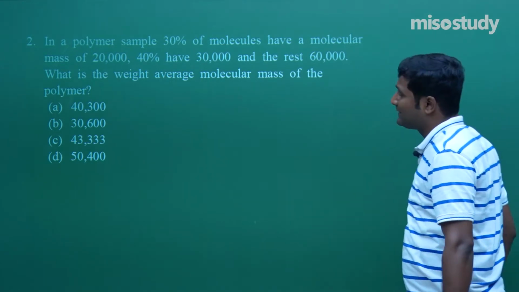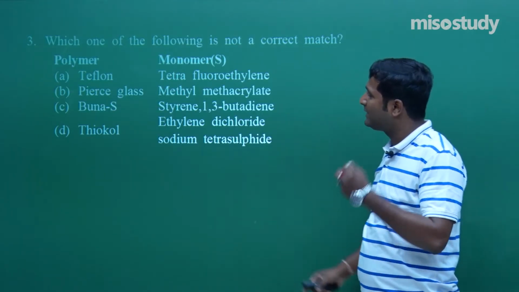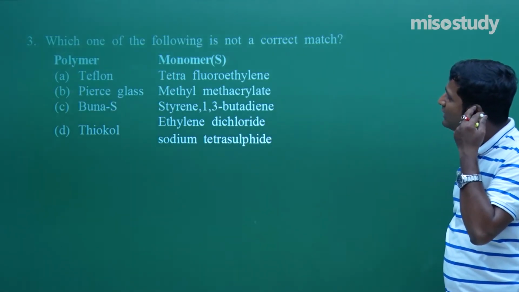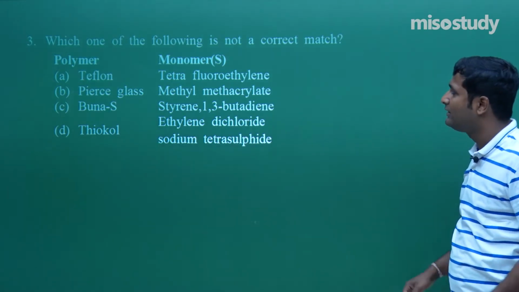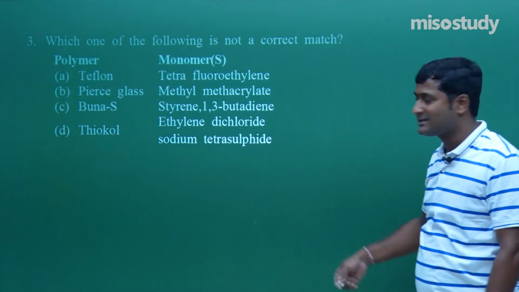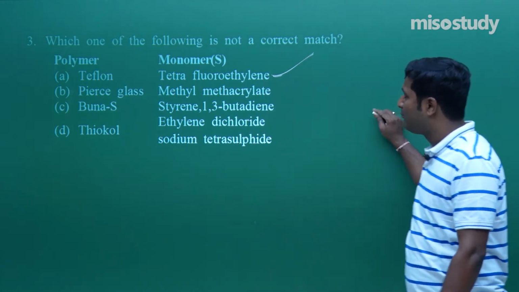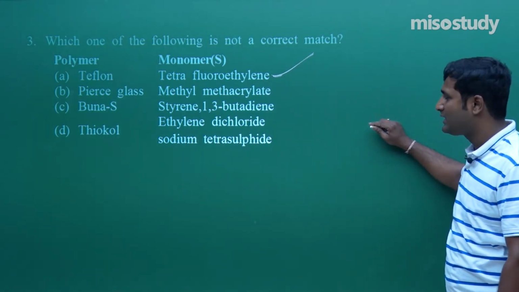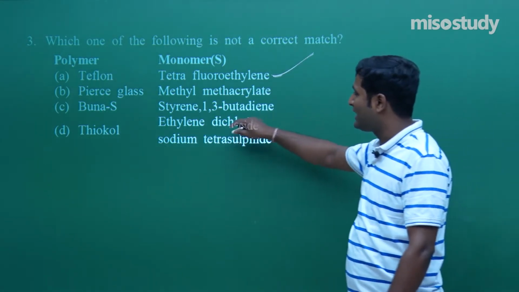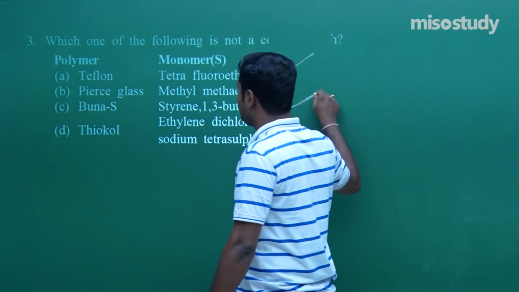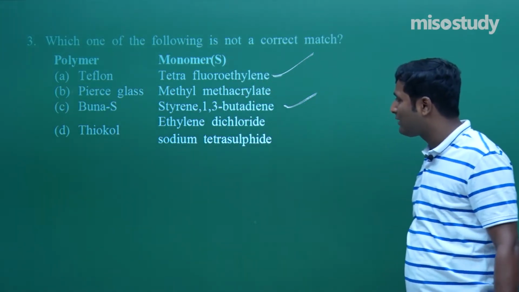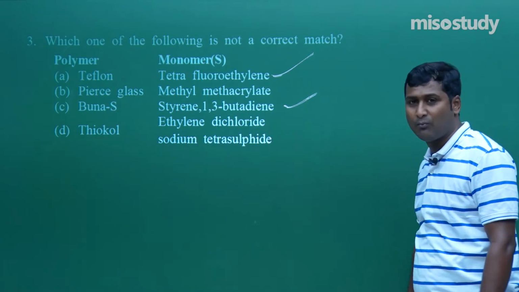Now friends, let's move to the next question. Which of the following is not a correct match? Check it out. Teflon, tetrafluoroethylene, yes, this one is correct. Buna is styrene and 1,3-butadiene, yes, correct. Thiokol, ethylene dichloride and sodium tetrasulfide, these are the monomeric units.